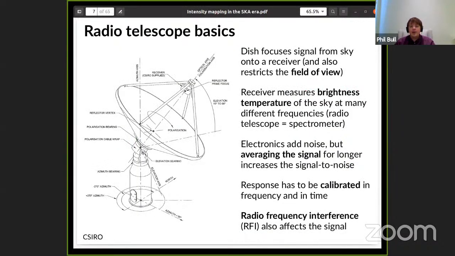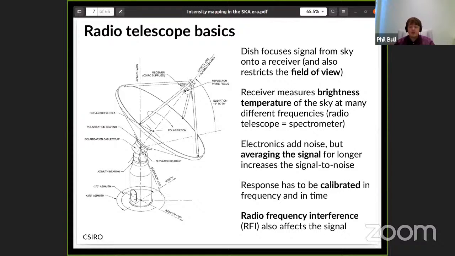So it's not that simple, of course. You're doing all this with a gigantic piece of metal. You've got these receivers that are very sophisticated these days, but they're still not perfect. So all this electronics adds noise to the signal. But if you observe the sky for longer, the noise averages down. You improve the signal to noise ratio of your measurements. So the longer you stare with a radio telescope, the better the signal to noise, the better you detect the signal you're looking for. You have to calibrate that response.